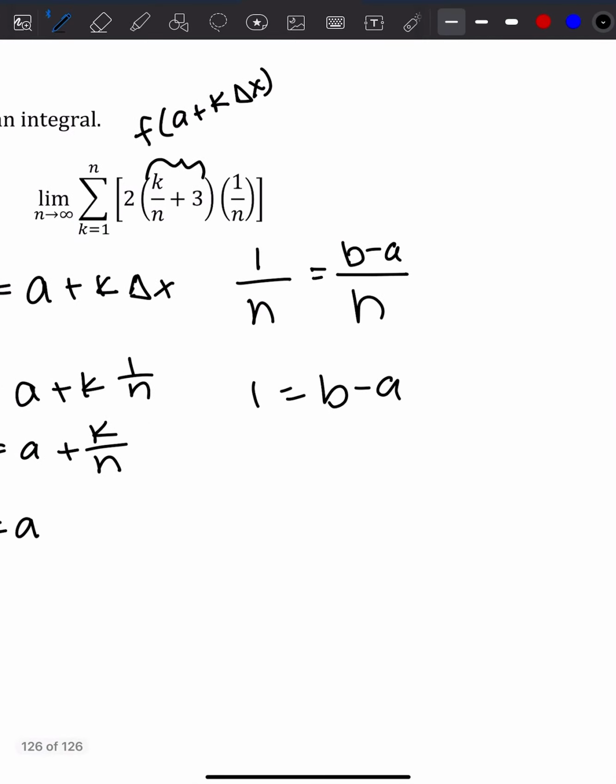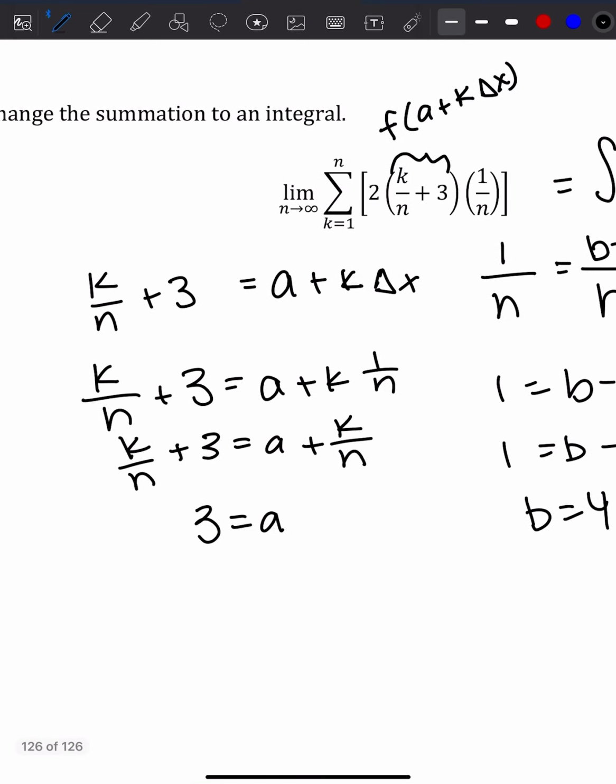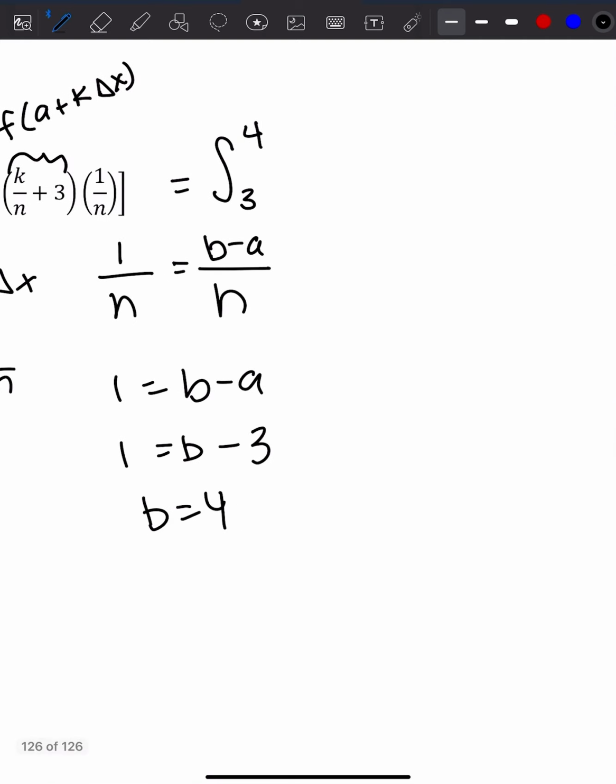Our difference in our interval is 1. We know a is 3. So b minus 3 is 1, so we know b has to equal 4. So we have our integral from 3 to 4. Because all of this stuff is also the x in f of x, all of that is just x for us. So we have 2 times that, so 2 times x and dx at the end.